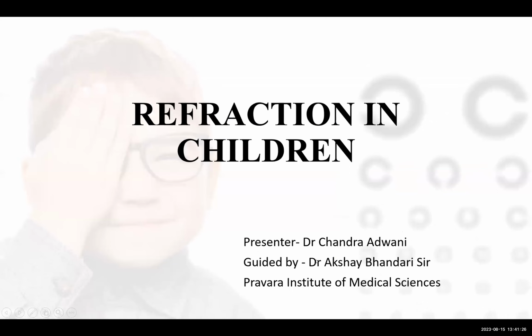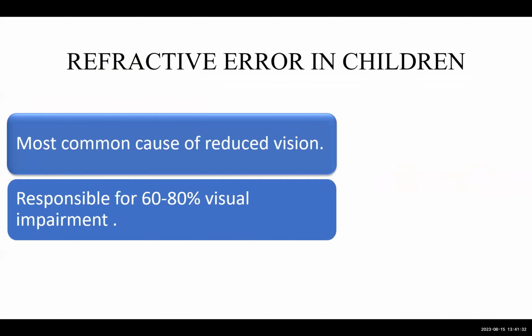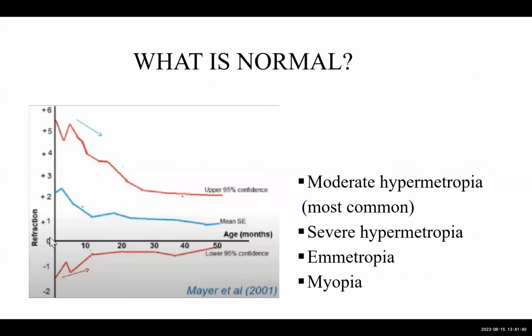Good afternoon, everyone. I'm Chandra Advani. My topic is refraction in children. And why is it important? Because refractive error in children is the most common cause of reduced vision. It is responsible for 60 to 80% of visual impairment.